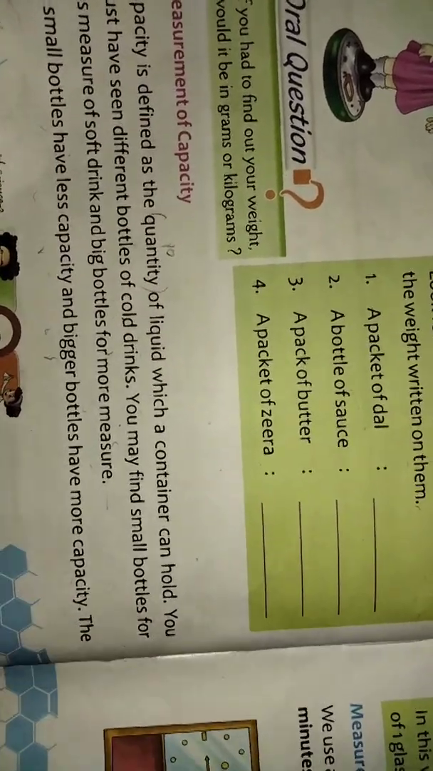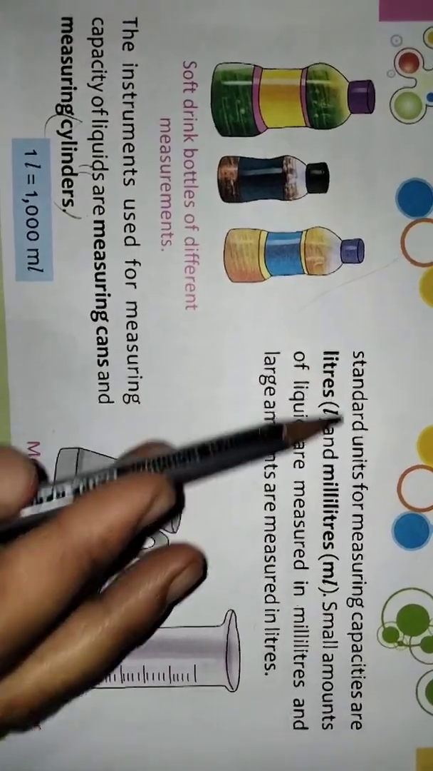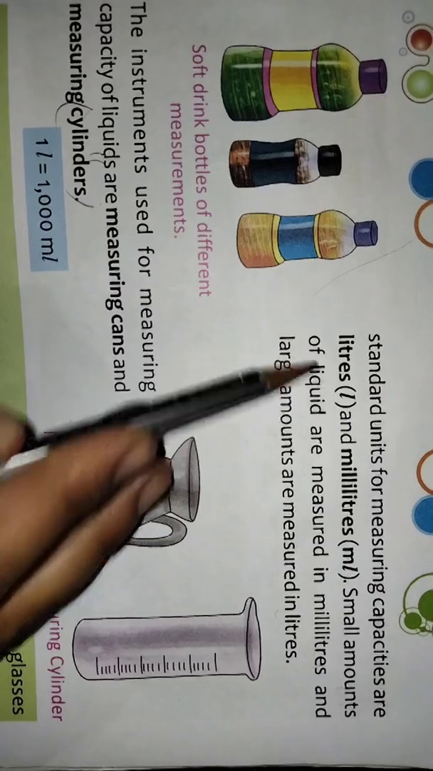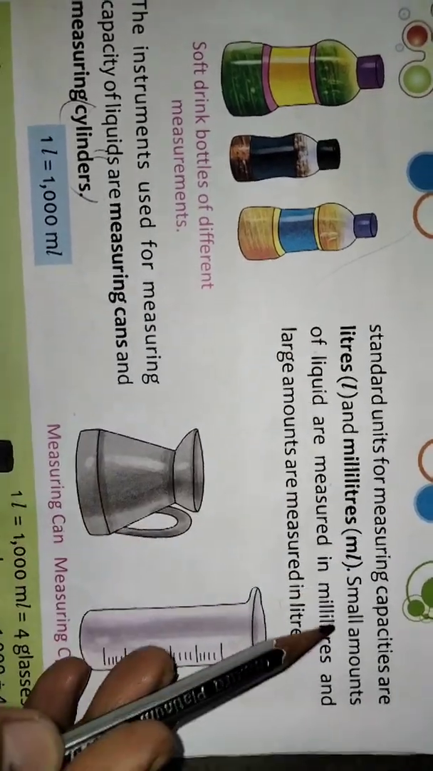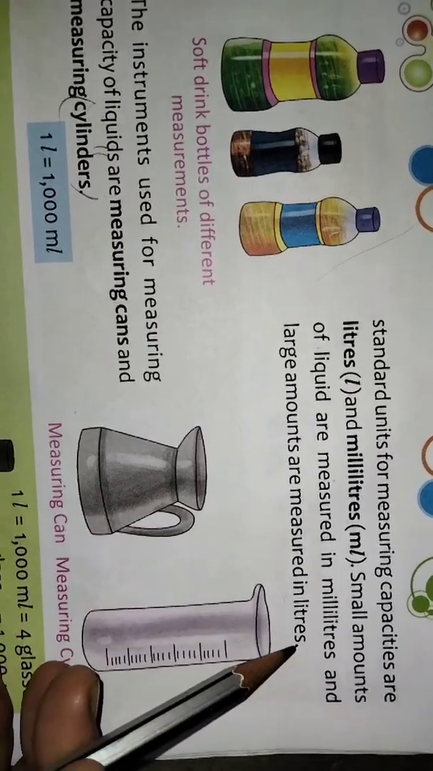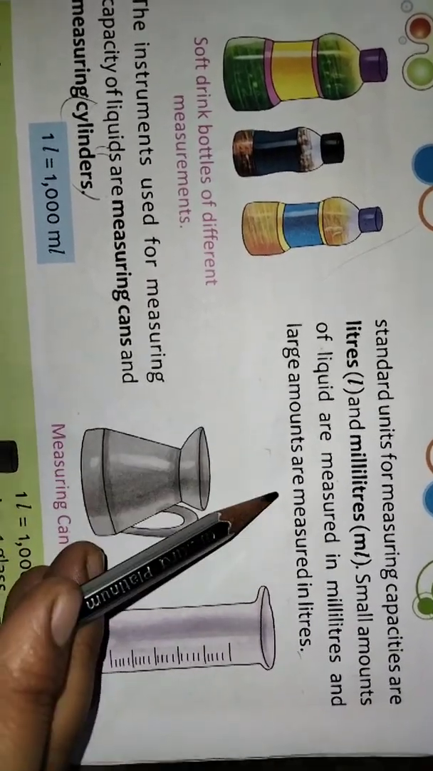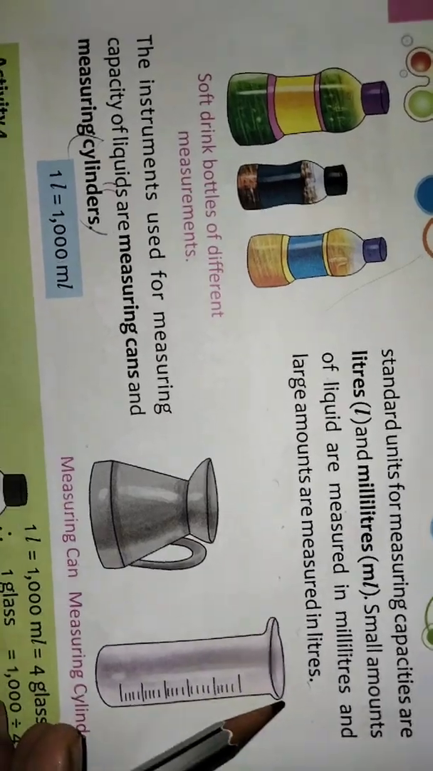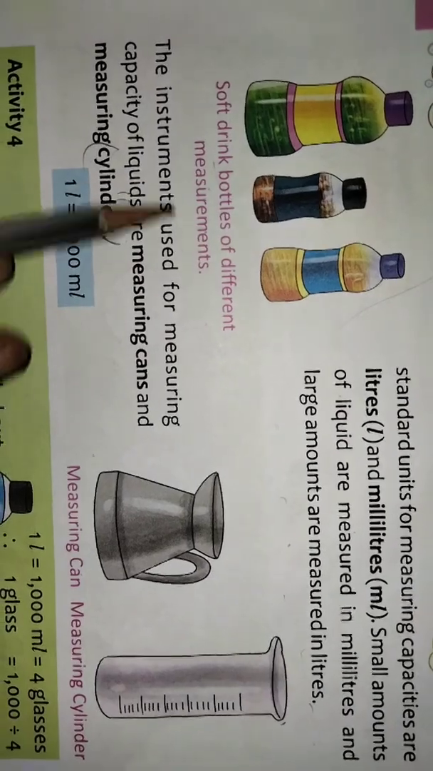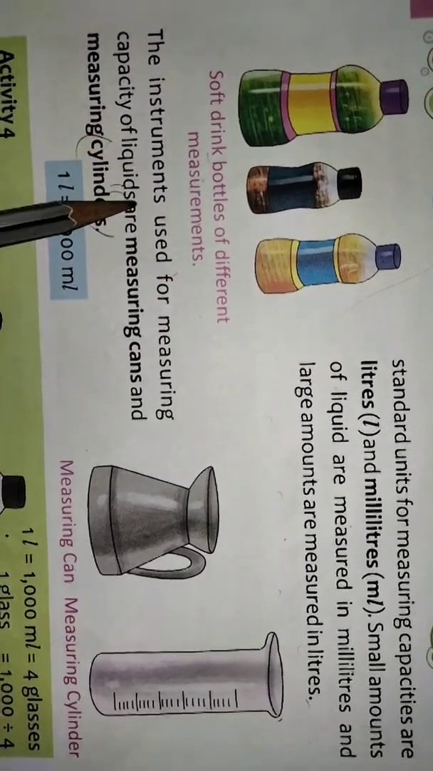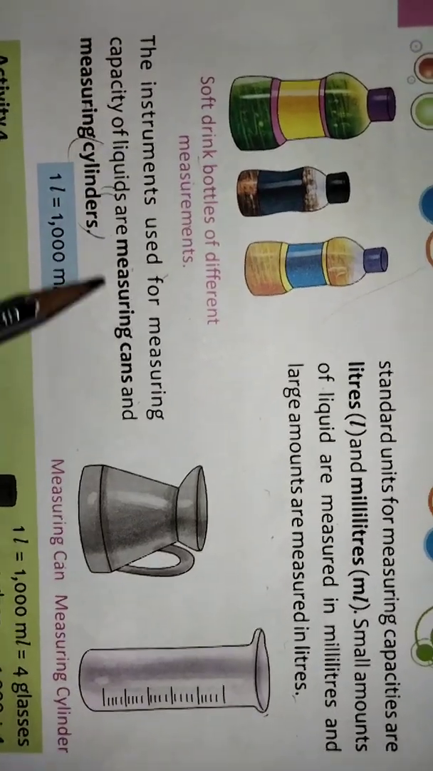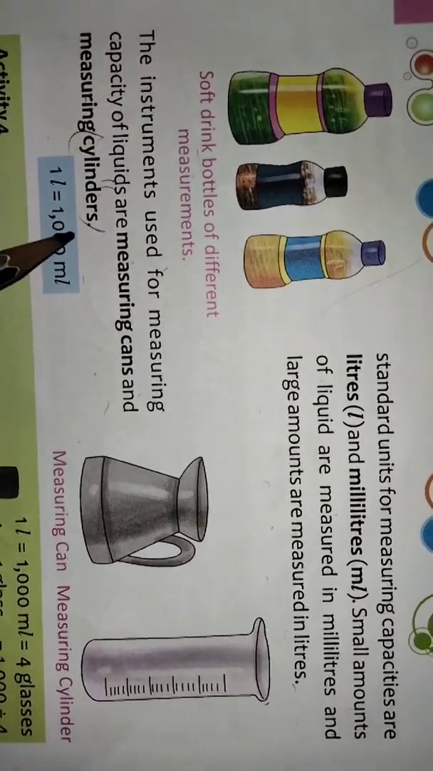The standard units for measuring capacity are liters and milliliters. Small amounts of a liquid are measured in milliliters and large amounts are measured in liters. Soft drink bottles come in different measurements. The instruments used for measuring capacity of a liquid are measuring cans and measuring cylinders.